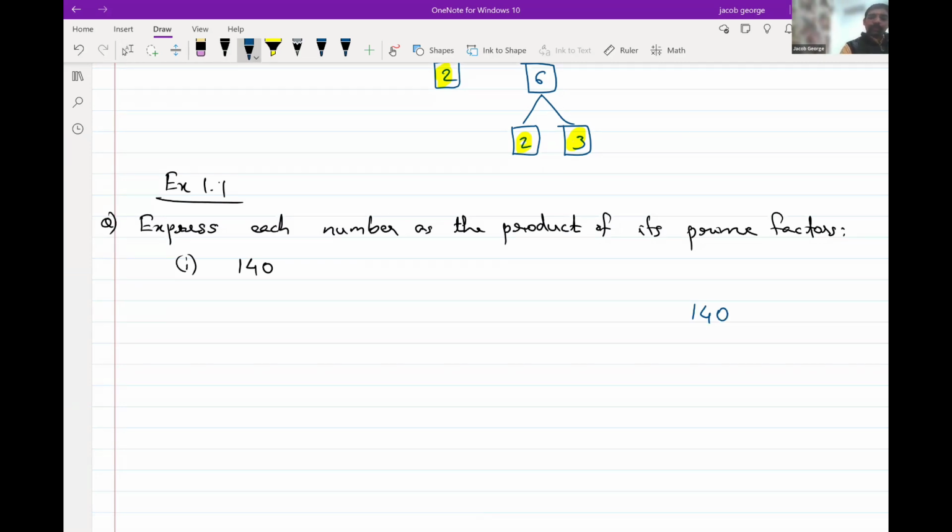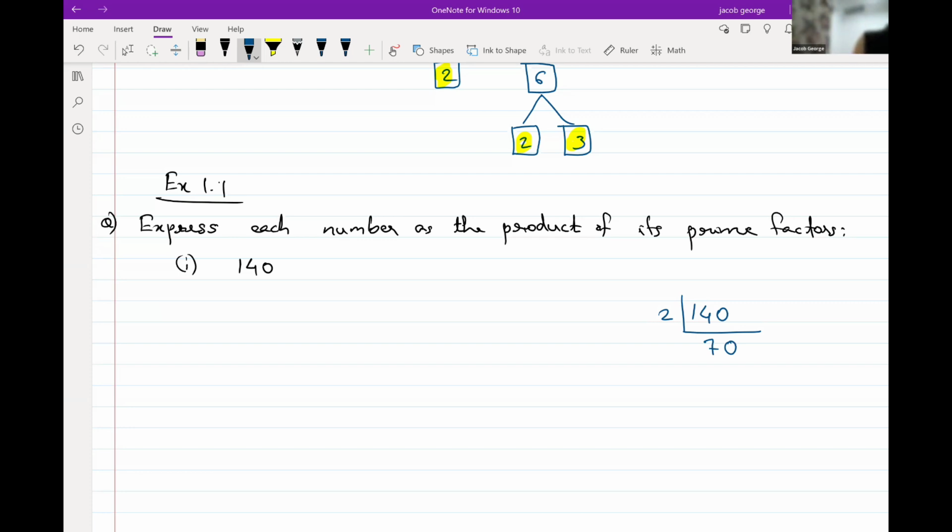140, we can divide 140 by what number, children? Yes, we can divide 140 by 2. Then 2 into what number is 14? 7. And then we put 0. 2 into 0 is 0. So we get 70. Is it clear? Any doubt? 2 into 7 is 14.